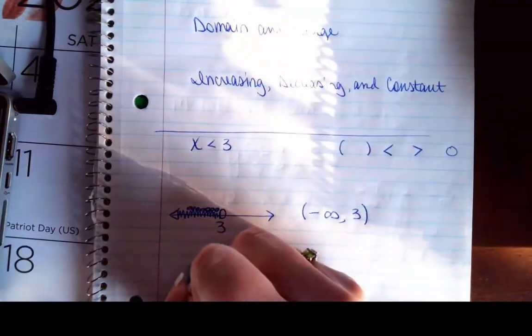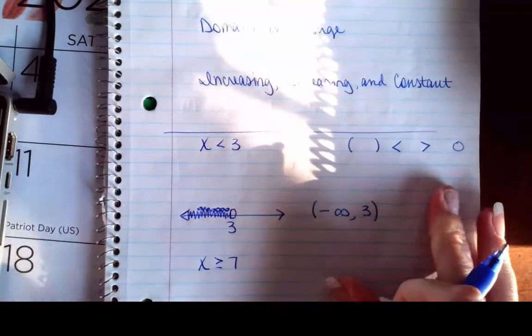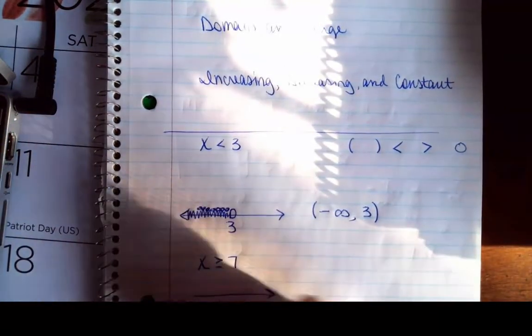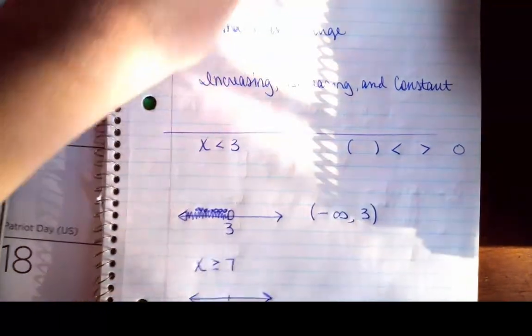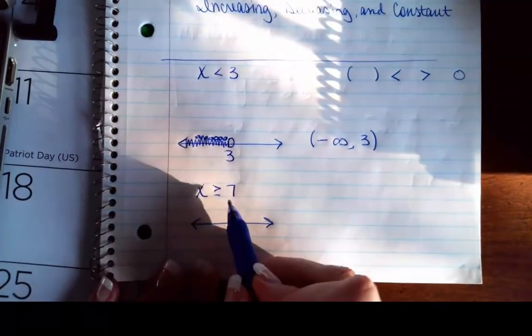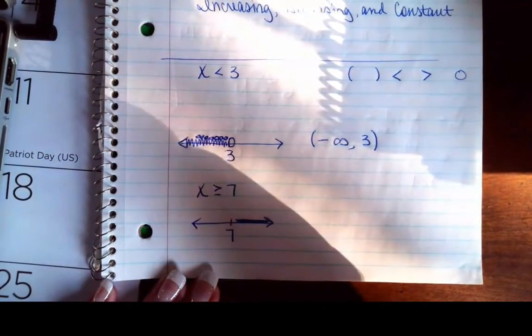What happens if I say something like x is greater than or equal to 7? Okay, so let's practice this one. I have a number line, and I'm interested in 7. I'm interested in all the numbers that are bigger than 7. So all of these are bigger than 7.